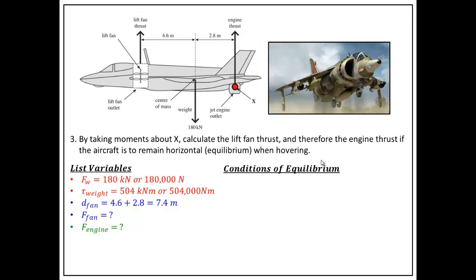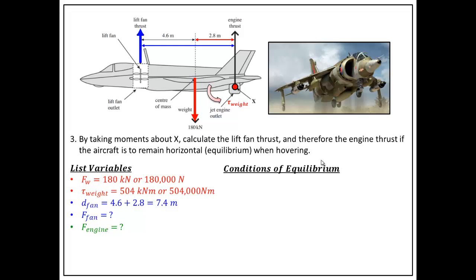Firstly, I have listed the variables I know, and from the first question, we know the weight force, and we have already calculated the torque due to the weight around the pivot at x. From the diagram, we can see that the force of the lift fan is at a perpendicular distance from the pivot of 7.4 meters. I have just added the two given distances.